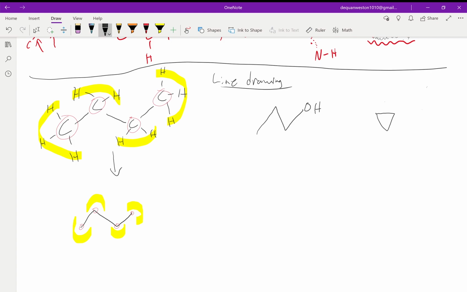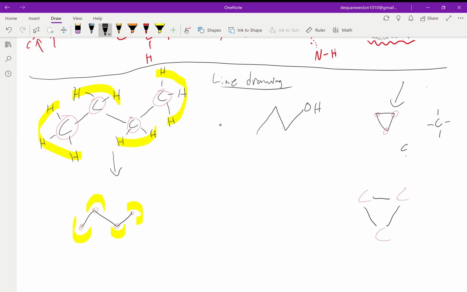So if you see something like this over here, right off the bat, you know there's 1, 2, 3 carbons. So the structure looks like this. And you know that every carbon needs to be attached to 4 different things. And that's because carbon has 4 spots in its valence shell that can make it go to 8 total, which satisfies the octet rule.